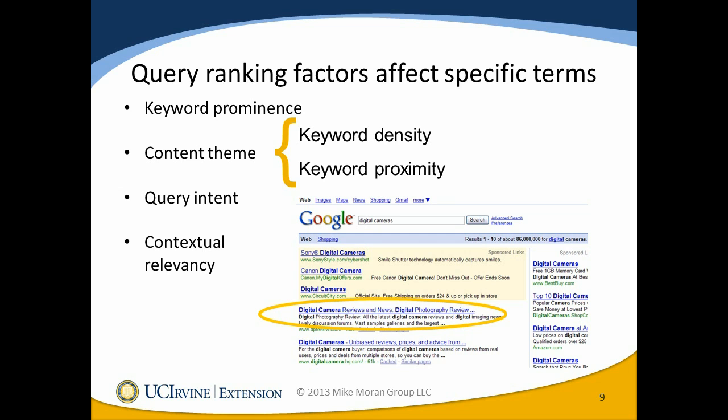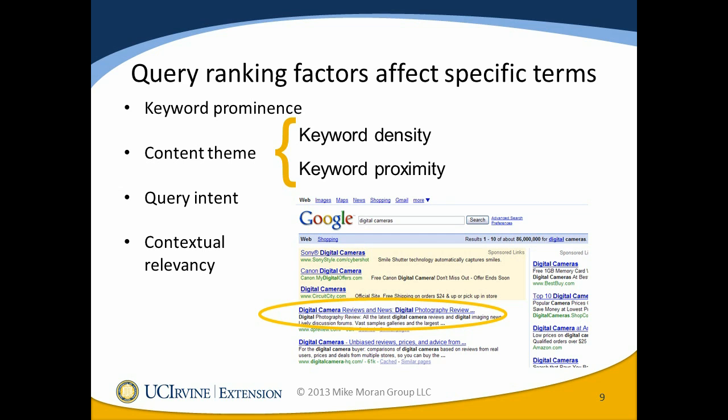The next one's query intent. Query intent is actually a simple one. If people are trying to buy something, you're going to show them commerce pages, whereas if they're just looking for information, you might be showing them Wikipedia pages. Depending on what the search engine thinks the intent of the searcher is, that's going to decide what kinds of pages might be shown a little more prominently.